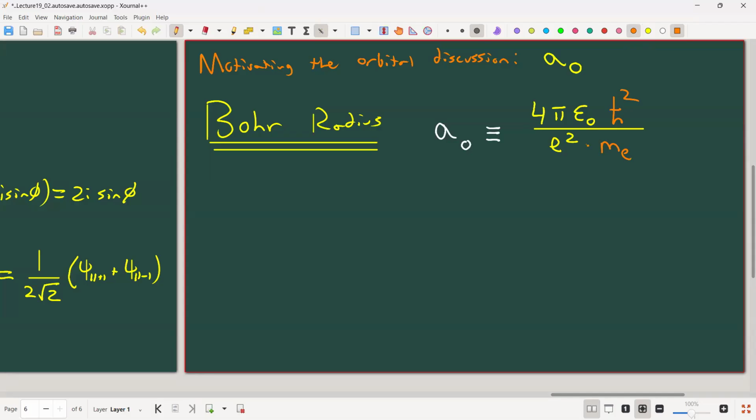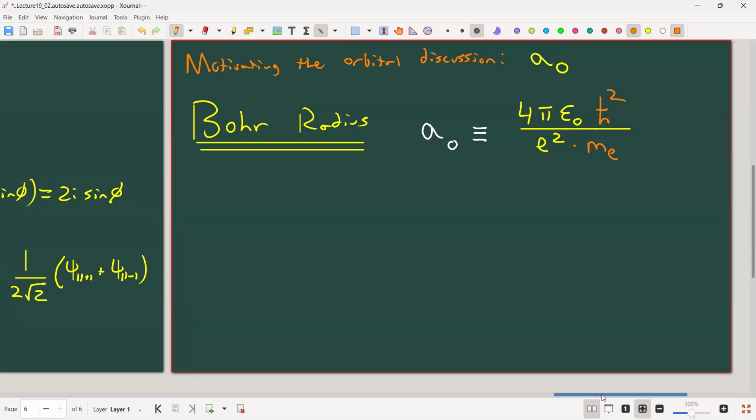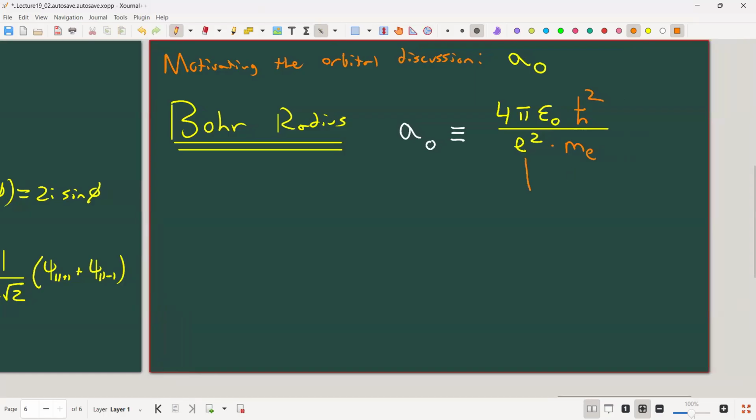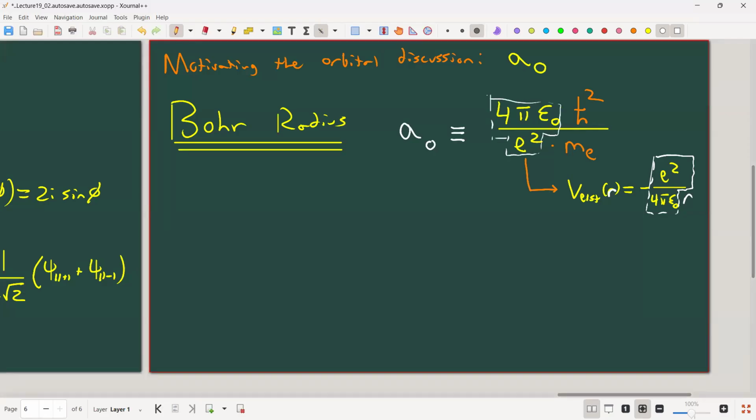Think about where those numbers come from. Well, remember that the electrostatic potential, as a function of r, is equal to minus e squared over 4 pi epsilon naught times r. All right, so we can see that whatever this number for e squared over 4 pi epsilon naught is, it's in there. So half of this number has to do with the electrostatic strength.